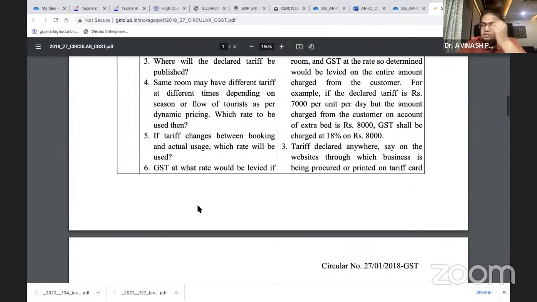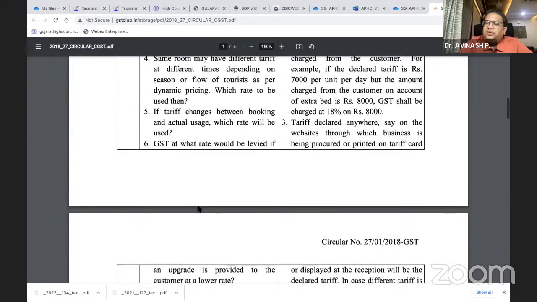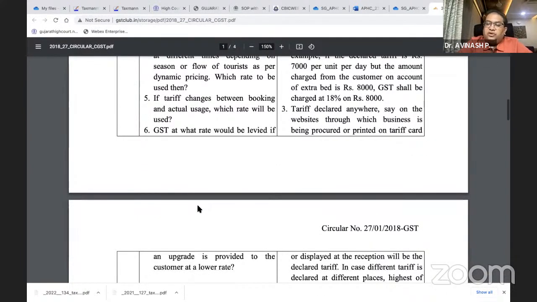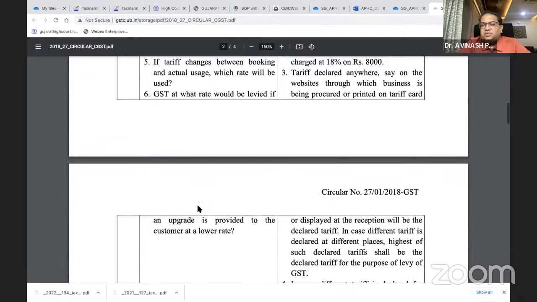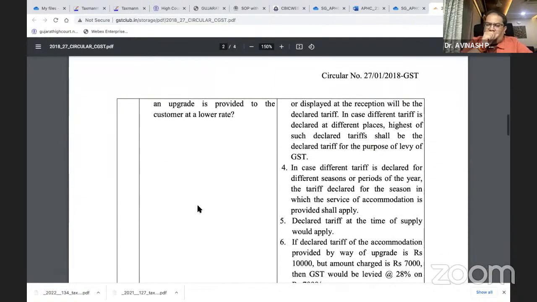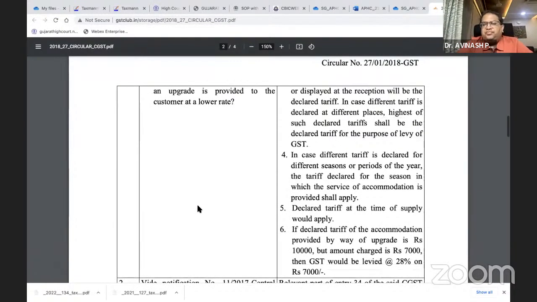What rate to be used then? So therefore, say for example, in season, the declared tariff becomes 10,000 rupees, but in off season, the declared tariff becomes 6,000 rupees. So what will be the rate? Whether 28% will be applicable all the times, or when the declared tariff is 10,000 rupees, it will be 28%, and when it is 6,000 rupees, the rate will be 18%. That is the question. Let's see what is the answer.